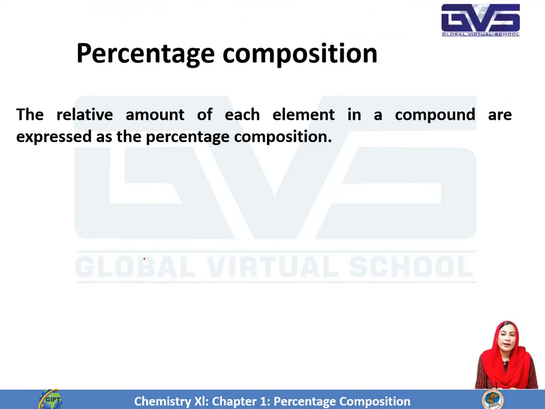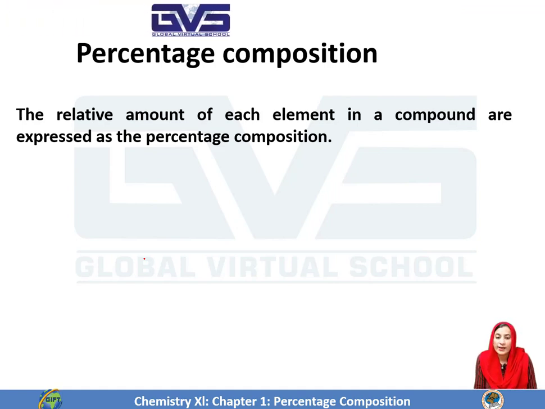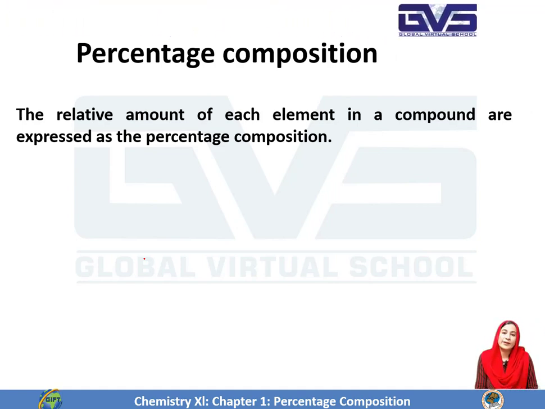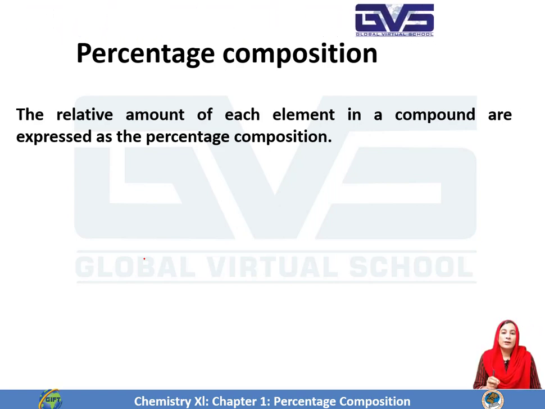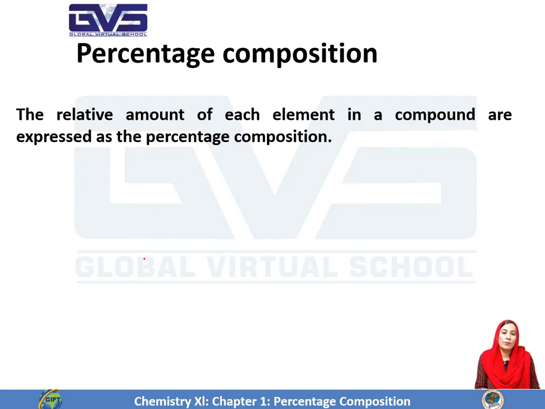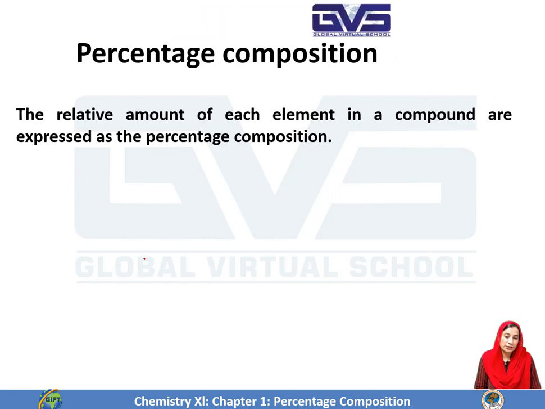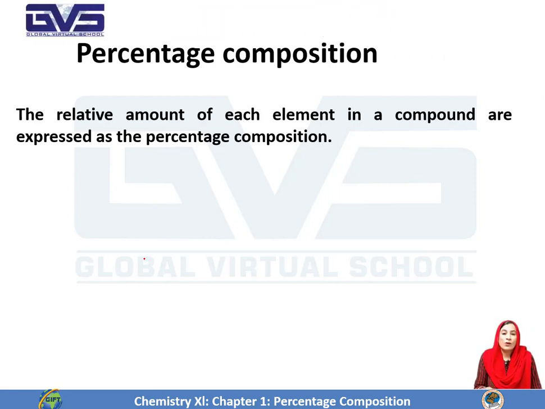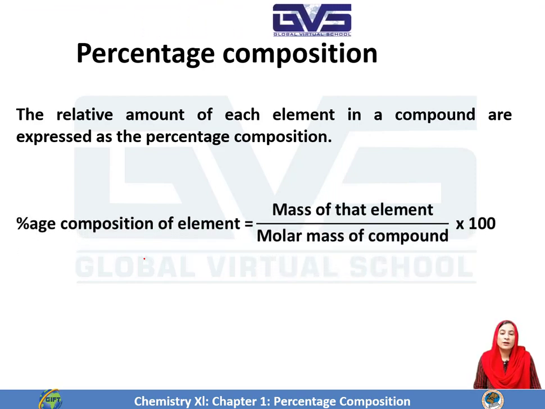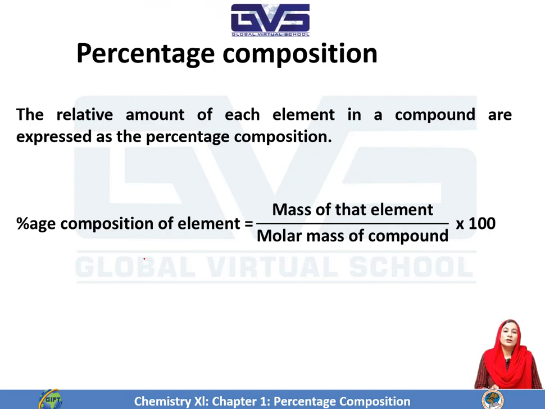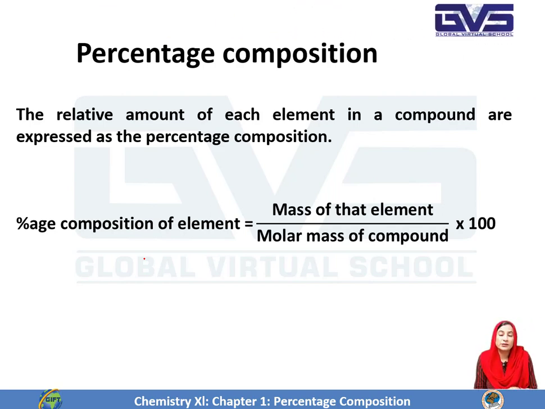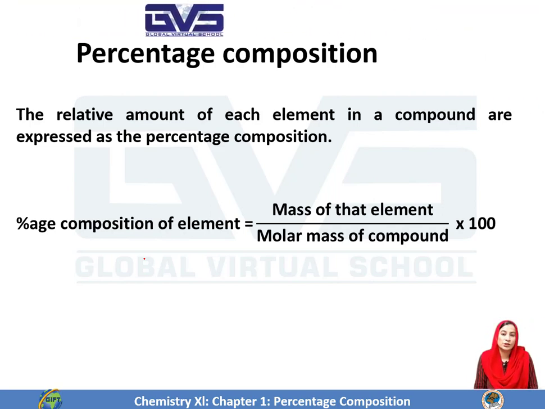So the relative amount of each element in a compound, expressed as a percentage, is the percentage composition. When we express the mass of an element in a compound, this is called percentage composition. And how can we find it? This is a very simple formula. Percentage of that particular element equals mass of that element divided by total mass of the compound, multiplied by 100. This is the equation to calculate the percentage composition.